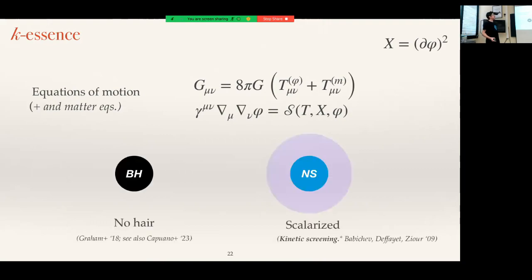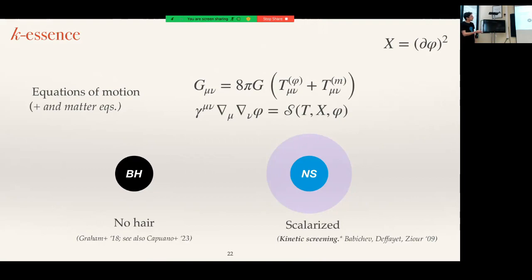The phenomenology of compact objects is the following. The black hole solutions are the same as in GR. There are no-hair theorems for non-spinning black holes. And the interesting bit is actually the matter. So neutron stars can support scalar hair. And yeah, if you're a bit familiar with the traditional scalar-tensor theories, you might say, okay, but scalar-tensor theories are very well constrained by binary pulsar observations.